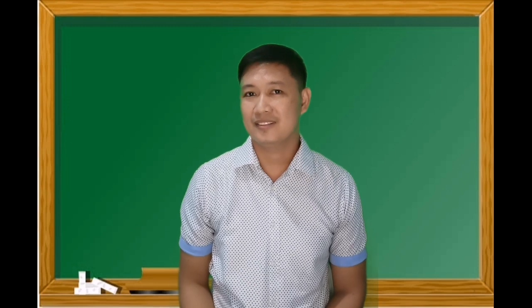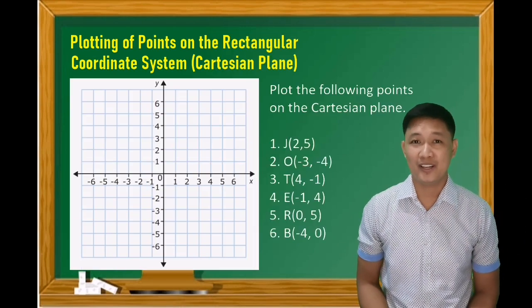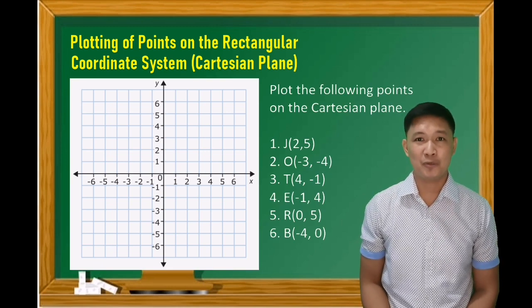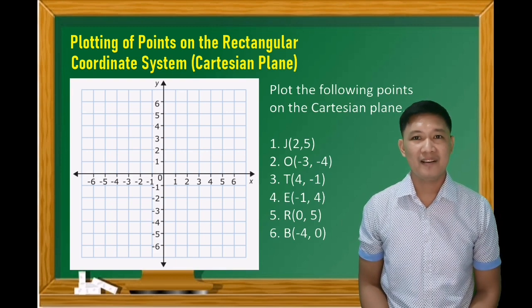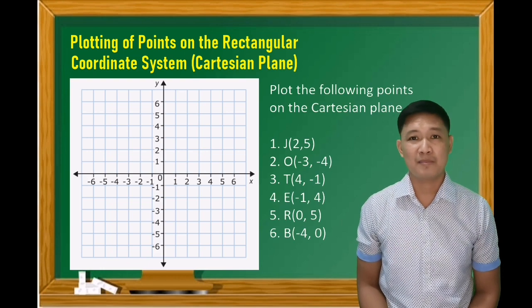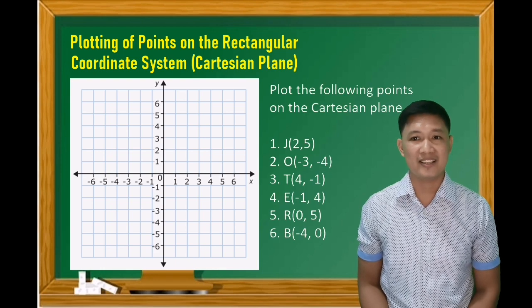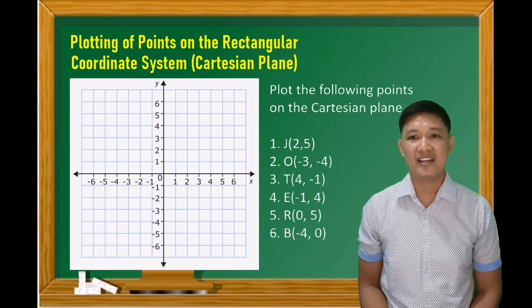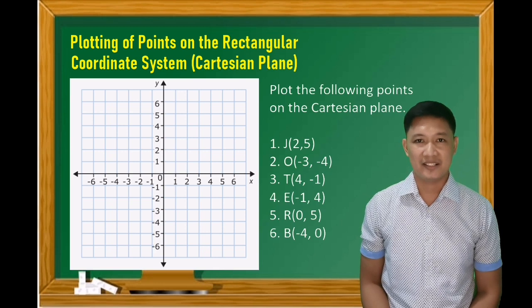Right. So at this time, let me teach you how to plot points on the Cartesian plane. Let us now plot the following points. Number 1, point J, with coordinates (+2, +5). Number 2, point O, with coordinates (-3, -4). Number 3, point T, with coordinates (+4, -1). Number 4, point E, with coordinates (-1, +4). Number 5, point R, whose coordinates are (0, +5). And number 6, point B, with coordinates (-4, 0).